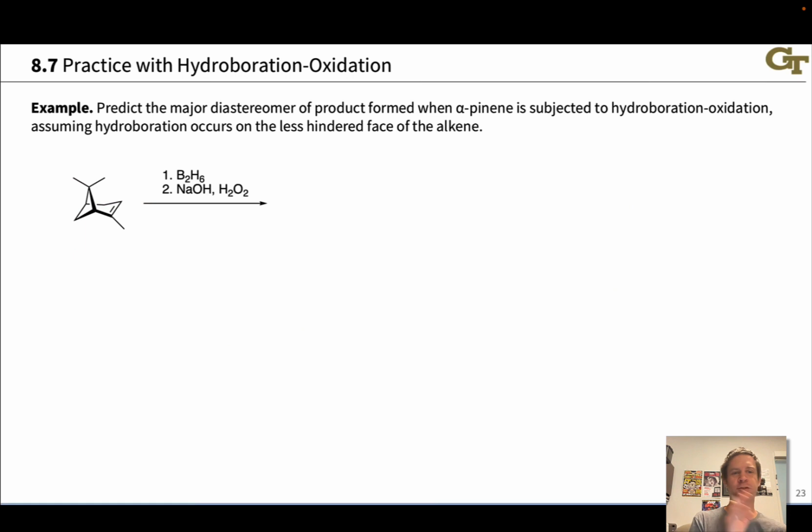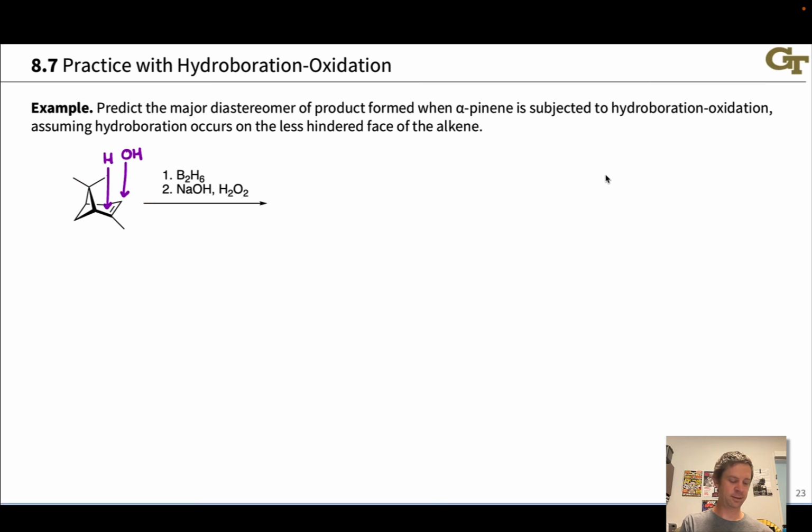Let's start with the basics, keeping in mind, based on how hydroboration oxidation works, where the H and OH end up. So hydroboration oxidation is an anti-Markovnikov method, and so OH will end up at the less substituted carbon and H at the more substituted carbon, but this will happen with syn stereospecificity. So H and OH will approach the same side of the alkene, but they could approach from above or from below, and in this case, this will lead to diastereomers.